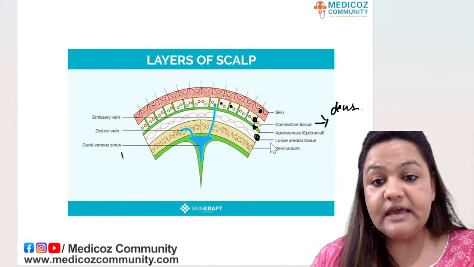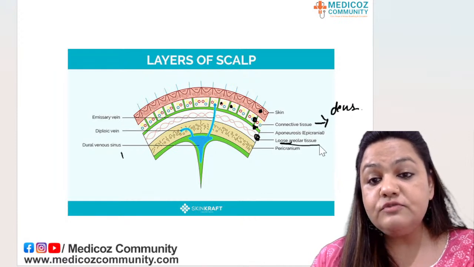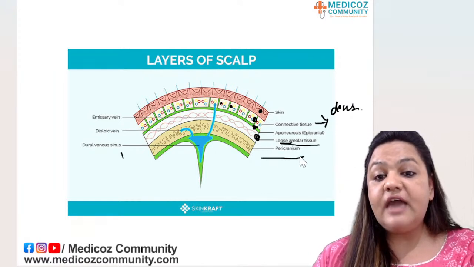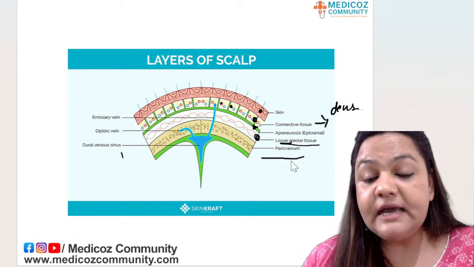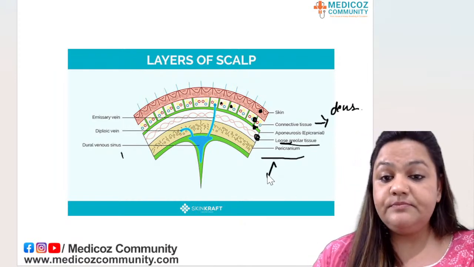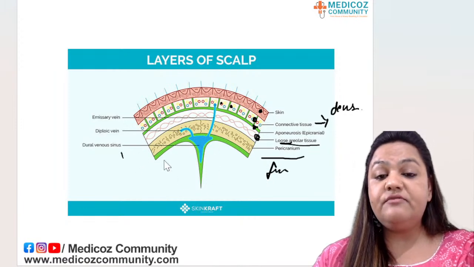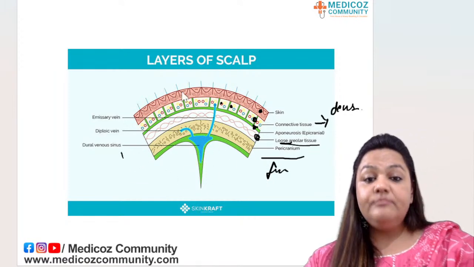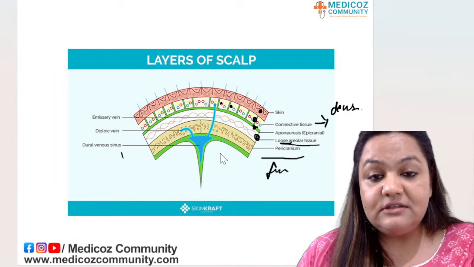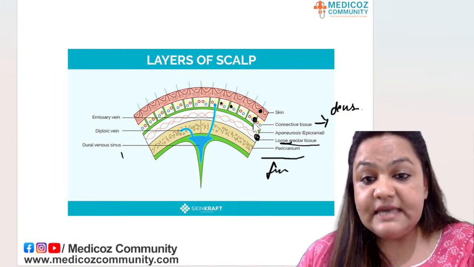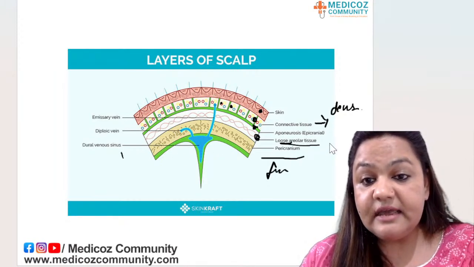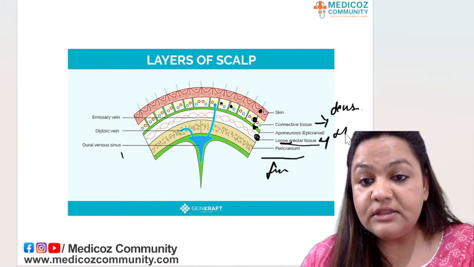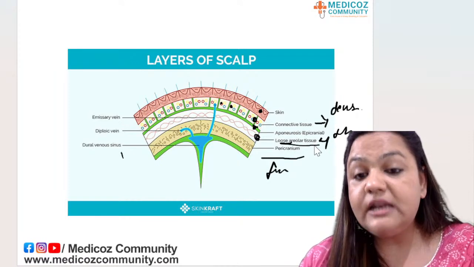Then we have another layer, the fourth one, which is the layer of loose areolar tissue. And then we have a layer which is the pericranium, which is made up of fibers. This is a fibrous layer which is covering the bone of your skull. Then the fourth layer is the layer of loose areolar tissue.